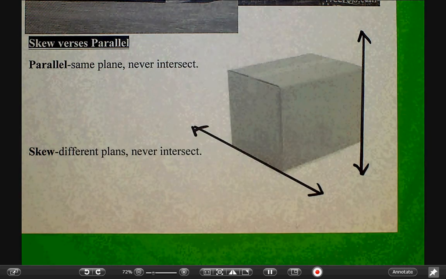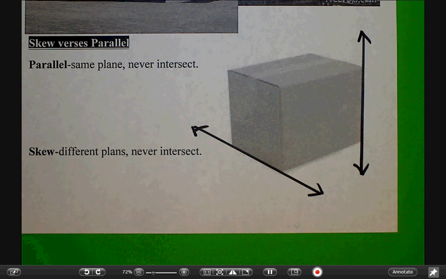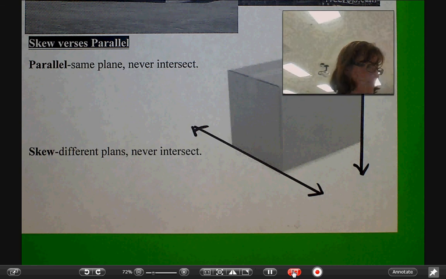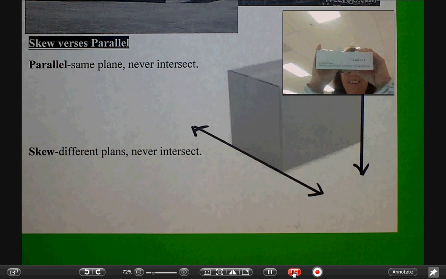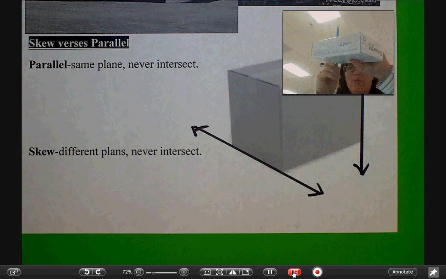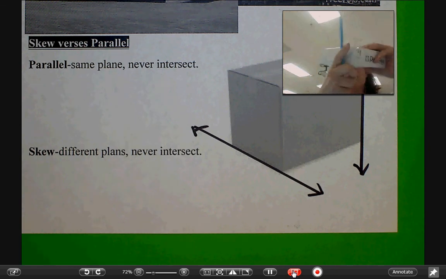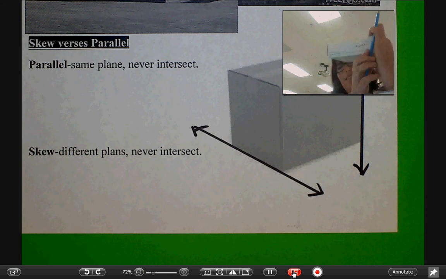And if you want to see them in 3D, they're going to look like this. Here's my box. Let me turn it so you can kind of see it. So skew lines would be like this. You have a line going straight up and down, like so.